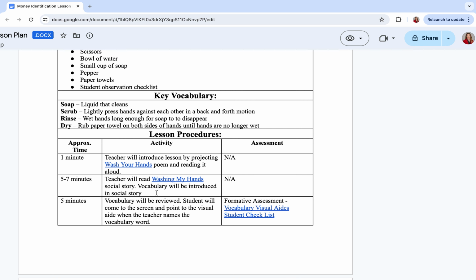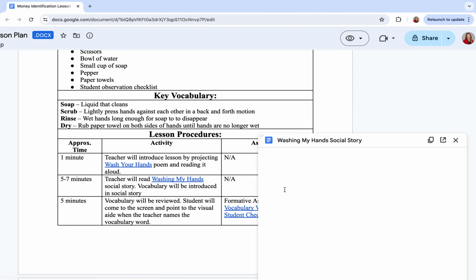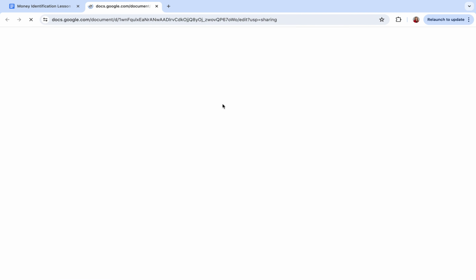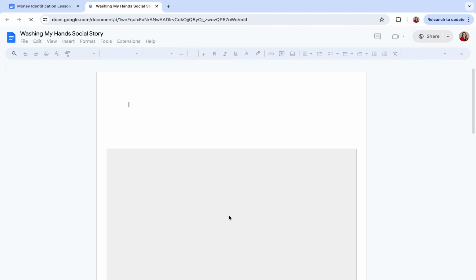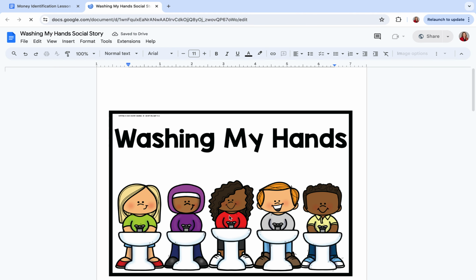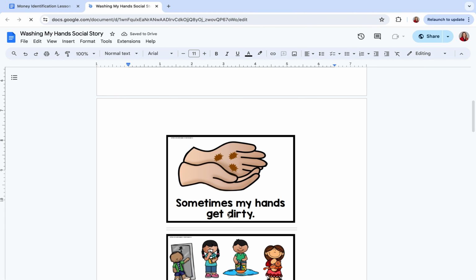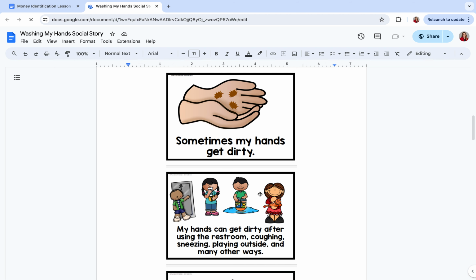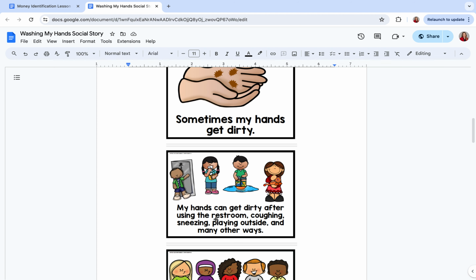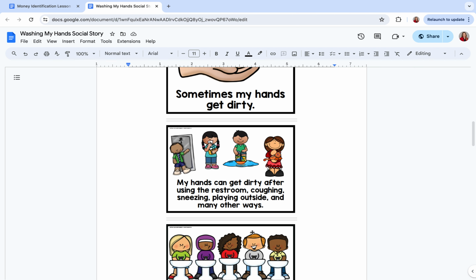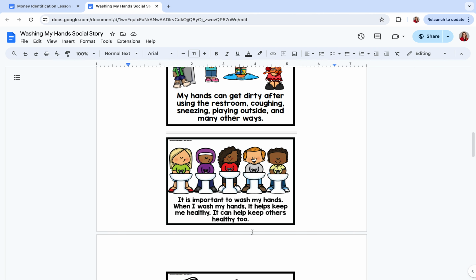The teacher will then read a washing my hands social story. Within this social story, the vocabulary identified above will be introduced. The sequence of washing your hands is also included. For the sake of time, I will not read through the entire social story, but it talks about how hands get dirty when using the restroom, coughing, sneezing, playing outside, and many other ways.